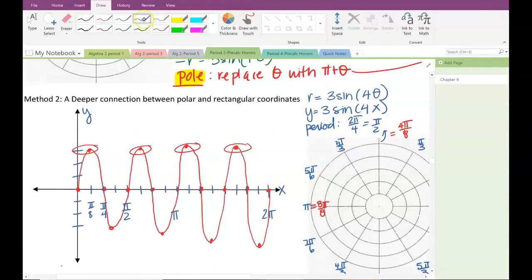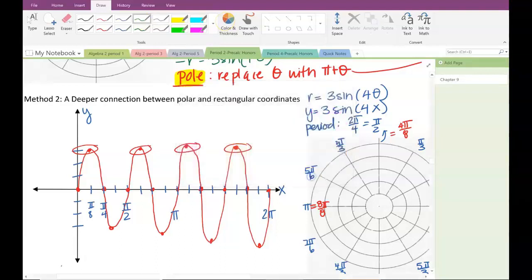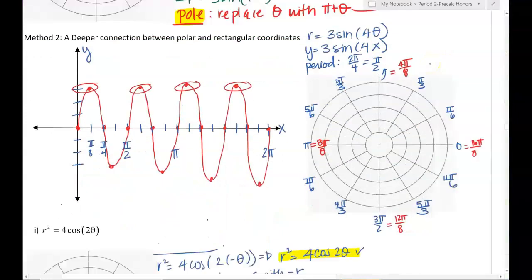How about if I go and see, is there a purple? Let's try purple. That's fun, huh? All right, let's do that. Sounds good. Okay, so we will start with pi over 8 and 3 units.